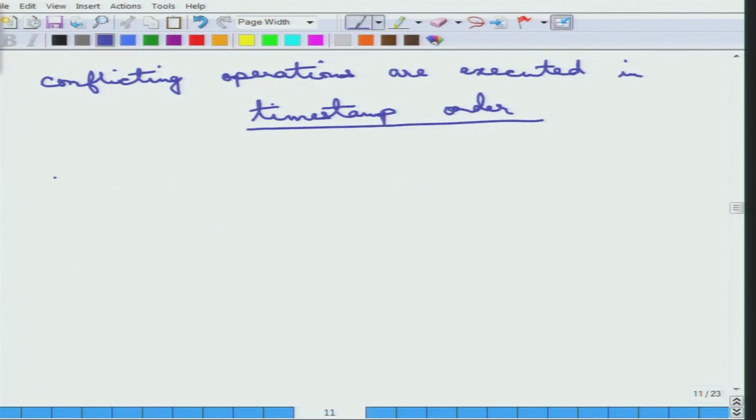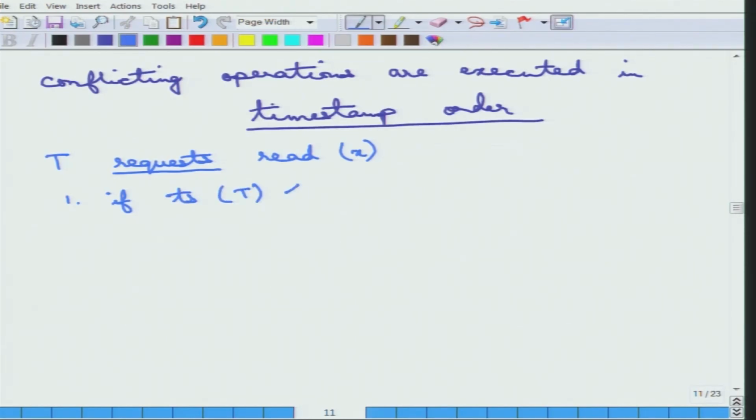So suppose a transaction requests a read. Note that this is a request, because it may or may not successfully end up doing it. So it just requests a read on X. Now a couple of things may happen. If the timestamp of transaction T is less than the write timestamp of X, then what is the meaning?